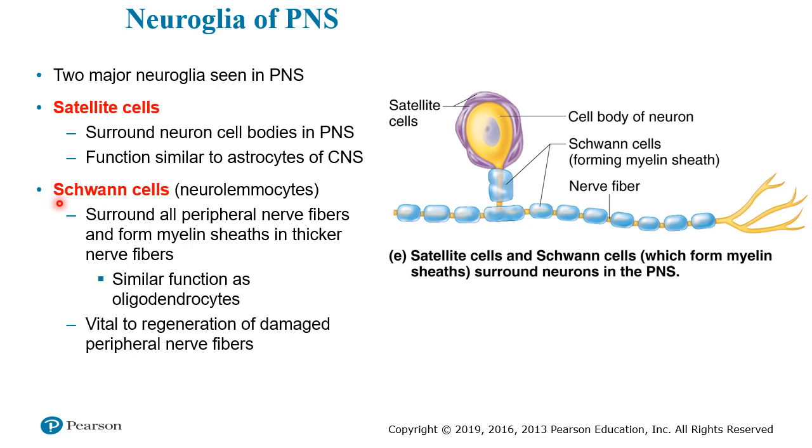Okay. And these Schwann cells are very, very important for regeneration of fibers, peripheral nerve fibers. Now we're not talking about a whole neuron that dies and gets regenerated. That doesn't really happen. But if you have damage to, let's say, an axon here, and the rest of the neuron is intact, sometimes the rest of the cell can repair itself, and that repairing is very much helped by Schwann cells.